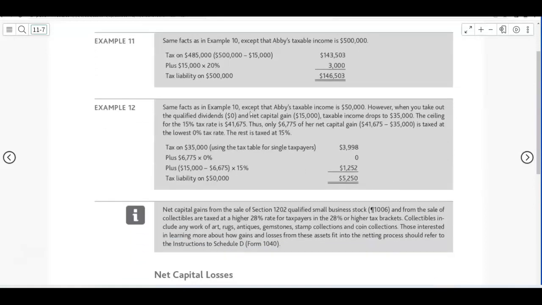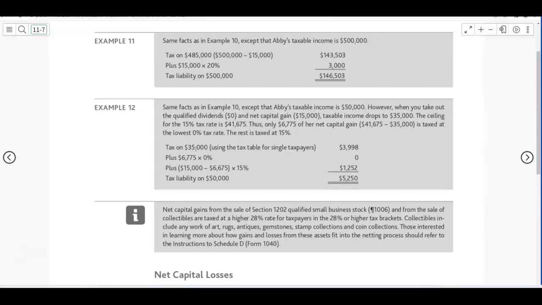Now here it's the same fact as example 10, except that Abby's taxable income is $50,000. So Abby is low income. However, when you take out the qualified dividend, $0, and net capital gain of $15,000, taxable income drops to 35. The ceiling for the 0% tax rate is $41,675. Therefore, only $6,775 of her net capital gain is taxed at the lowest zero tax rate. The rest is taxed at 15%.